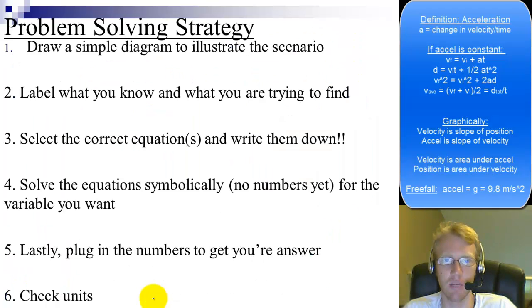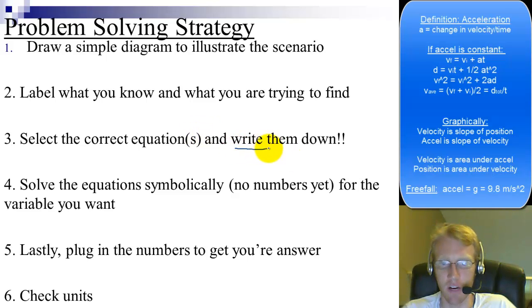Okay, let's look at some problem-solving strategies and then apply those to a couple of practice problems. The first thing that you should do when you're attempting a new problem is draw a simple diagram to illustrate. I don't mean a full-out sketch with everything perfectly drawn to scale, just something very simple so you can kind of imagine what's going on. It also allows you to simply label the different things that you know, like the initial velocity or the final velocity or how far it traveled. Once you have everything written down and labeled, then you want to select the correct equation or equations and write them down.